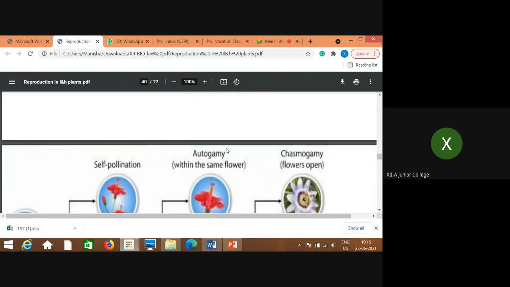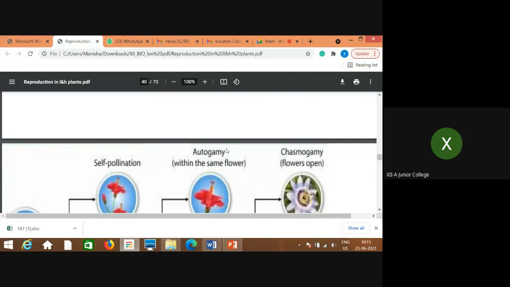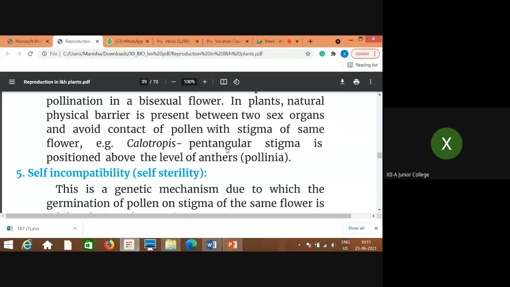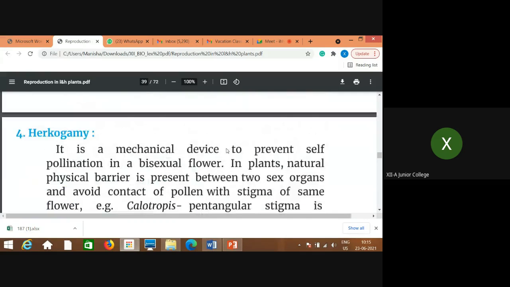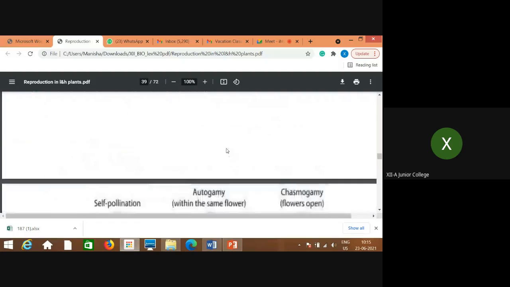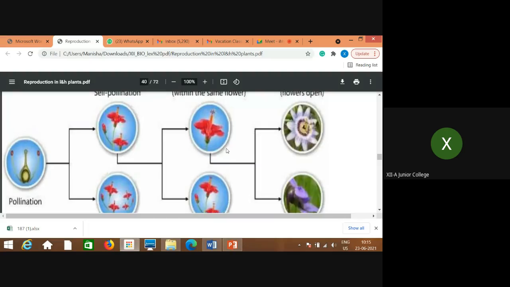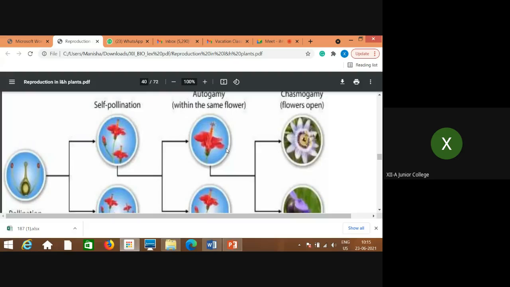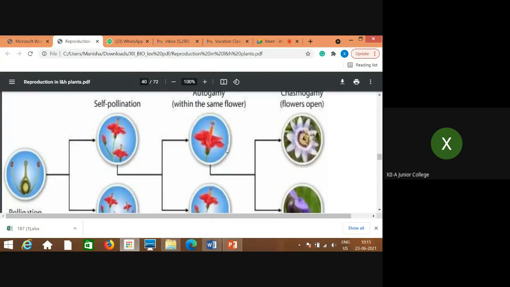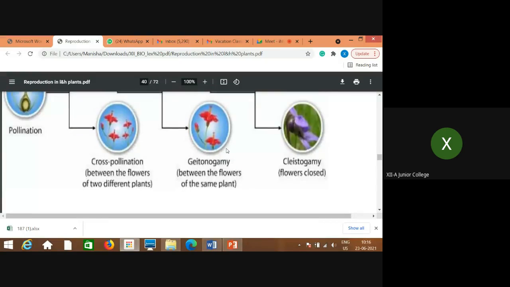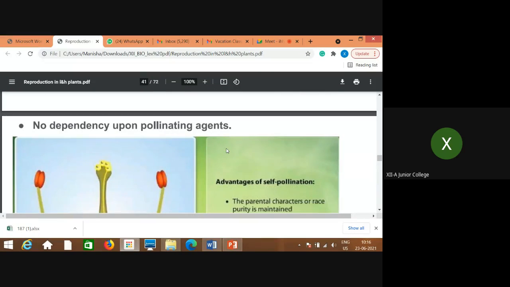Now this is the picture in which the entire pollination types are shown. The entire structure of the model of pollination is shown. First, self pollination is divided into autogamy. Autogamy is again of two types, chasmogamy and cleistogamy, and then cross pollination. Self pollination is again considered as autogamy and geitonogamy. Then cross pollination is between two different plants. So this is just shown in short.